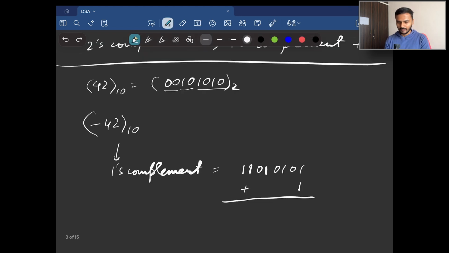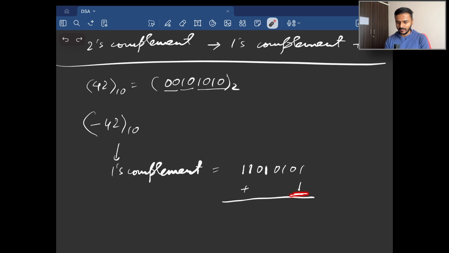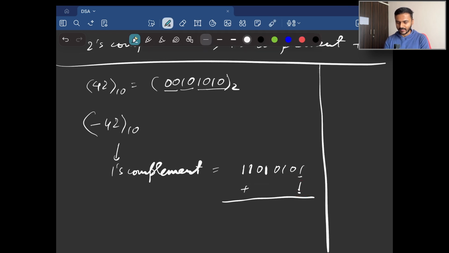So continuing, what we will have to do is we will have to add 1 to the 1's complement of 42. So we have 1 and 1. Now, if we add 1 and 1, we get 0 with a carry over of 1. Now we have got 1 and 0 to be added. 1 and 0 is 1. Now over here we've got nothing, so we'll just put the same bits down over here. So we will have 1, then 0, then 1, then 0, then 1, and then 1.